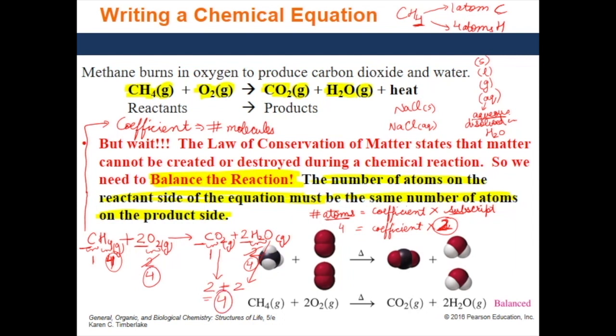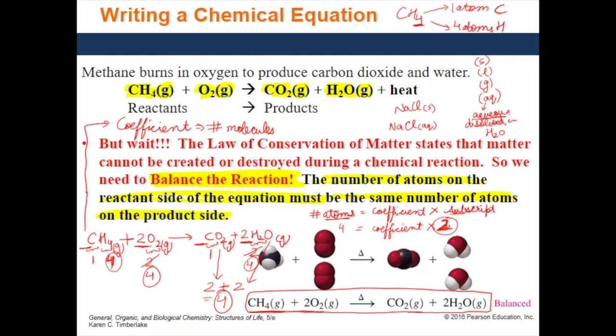So what is the final reaction? The final reaction would be 1 CH4 molecule will react with 2 oxygen molecules. So you can see it written right here. 1 CH4 will react with 2 oxygen molecules to produce 1 CO2 and 2 water. So that is our balanced chemical reaction.